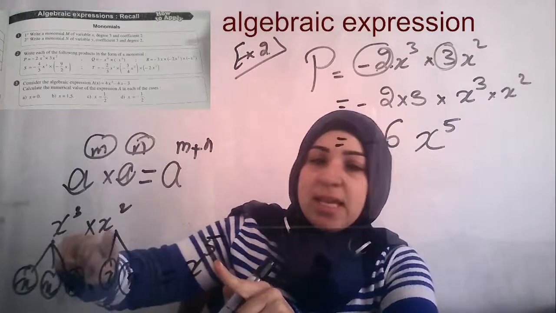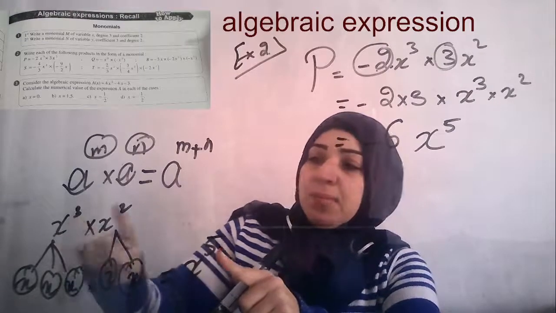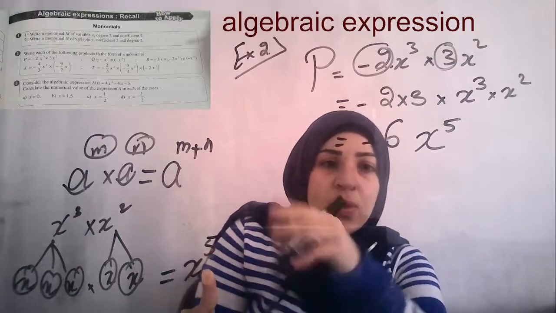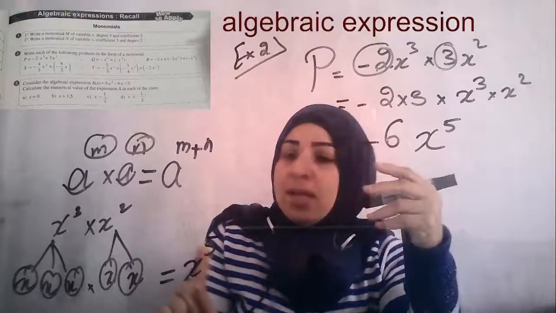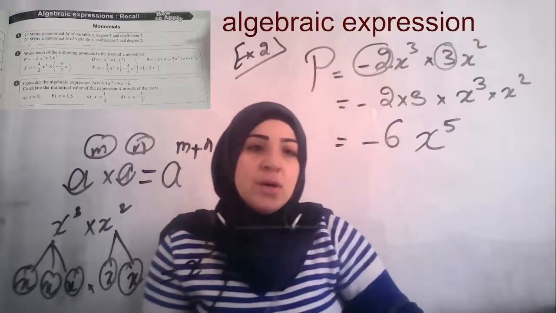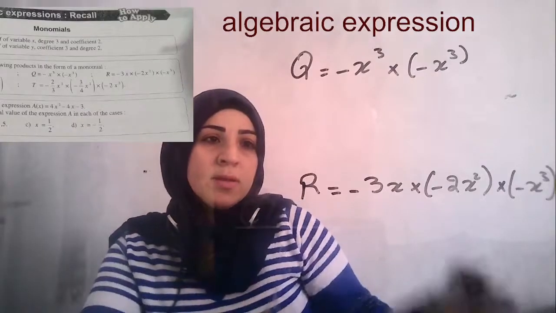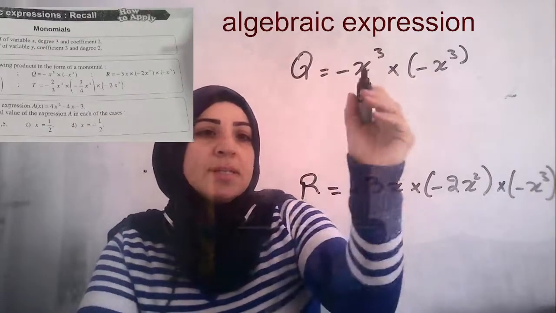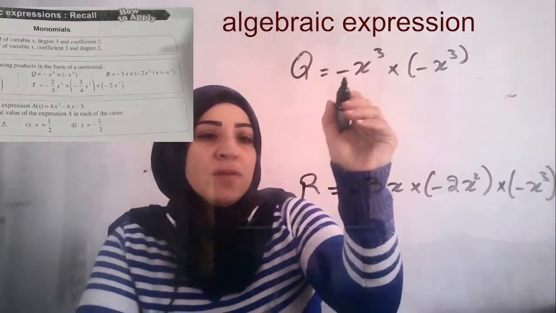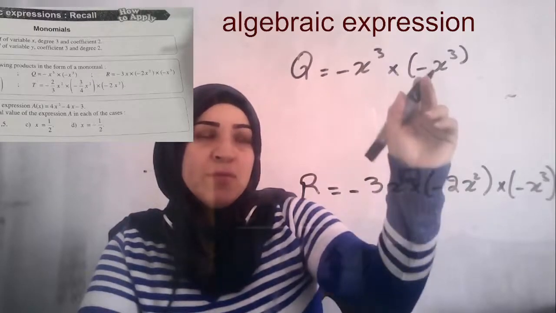We have the same base, which is x here. I write it down. Okay, 3 plus 2, I have to add the exponents. 3 plus 2 is 5. We can directly use the rule and add the exponent when we have the same base down here. Okay, now let's move to another one. Q equal minus x cubed times minus x cubed. Here we have minus, so the coefficient is minus 1.